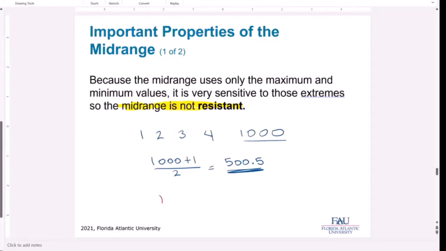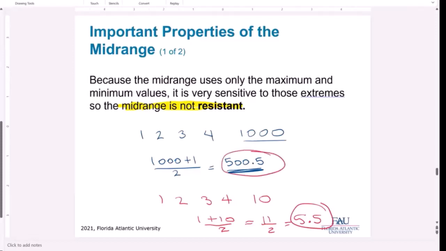If I had 1, 2, 3, 4, even if I said 10, and I would then use 1 plus 10 divided by 2, which would give me 11 divided by 2, which is 5.5. That is a considerable difference by just changing one value. So we can see that the mid-range is not resistant to outliers.